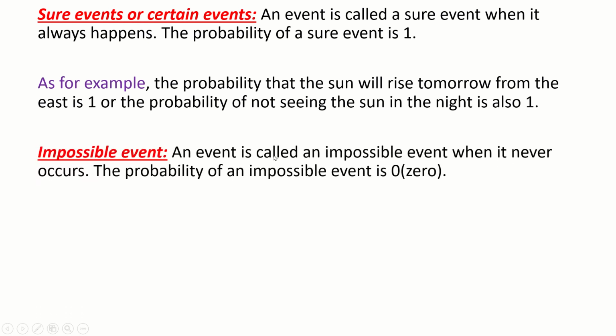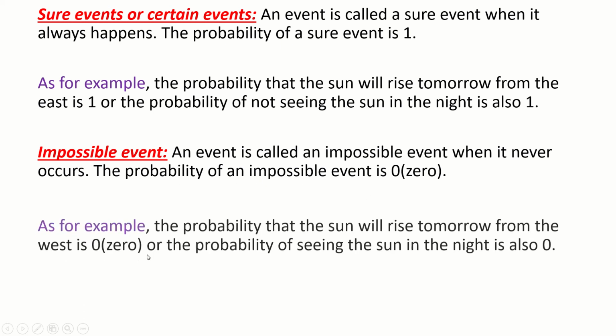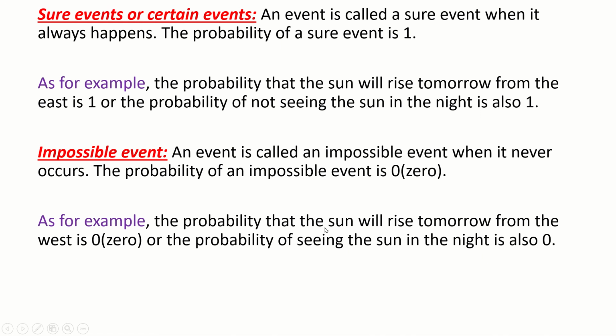Impossible event. An event is called an impossible event when it never occurs. The probability of an impossible event is 0. As for example, the probability that the sun will rise tomorrow from the west is 0, or the probability of seeing the sun in the night is also 0. Clear?